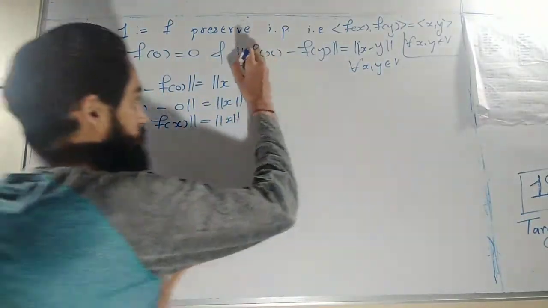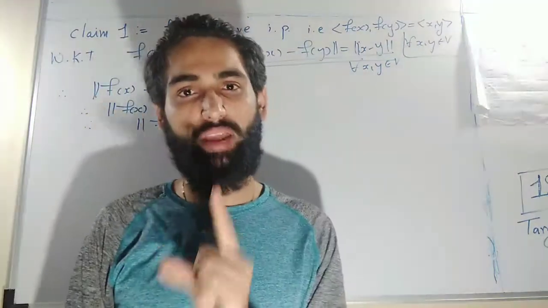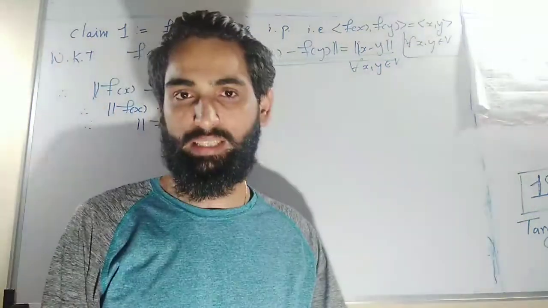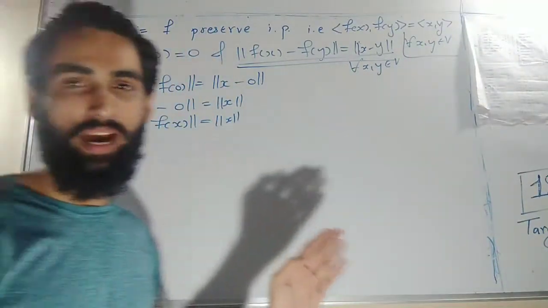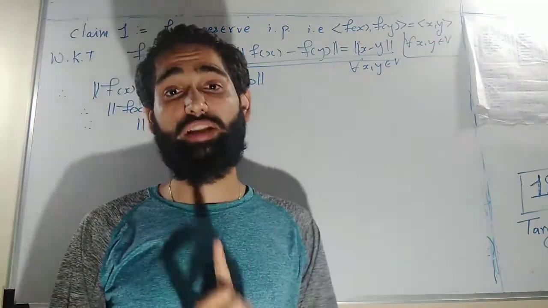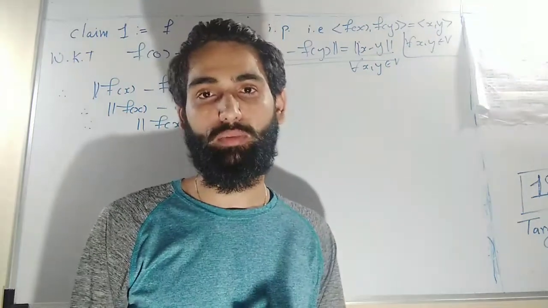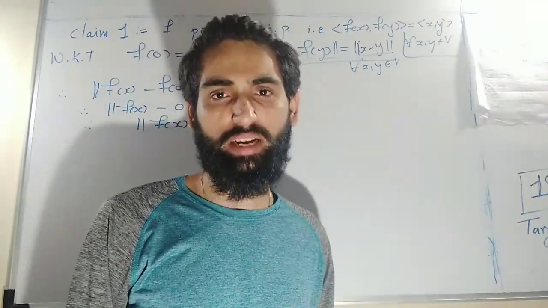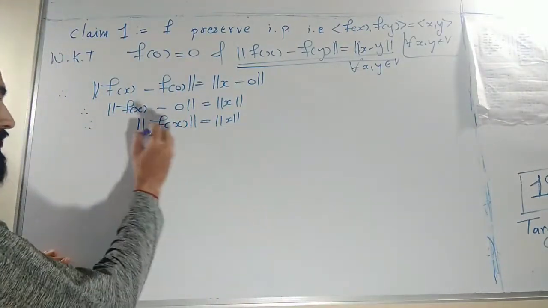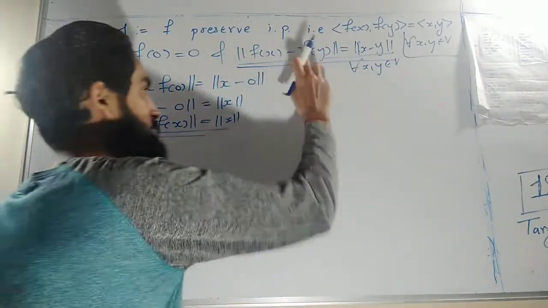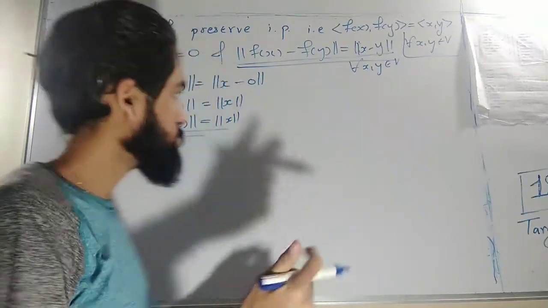Okay, so we have this. I hope everyone understood why we cannot directly imply it preserves inner product, since our f is not yet proven to be a linear transformation. After we prove it is a linear transformation, it is done. Okay? But for now we don't know. But we know it preserves distance. We will use this too.